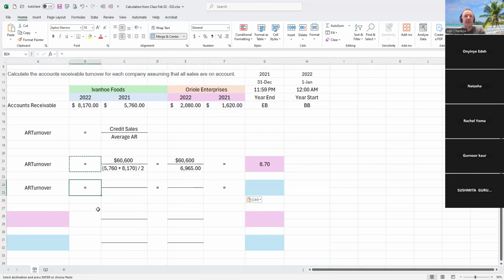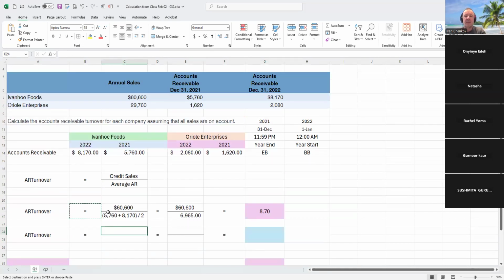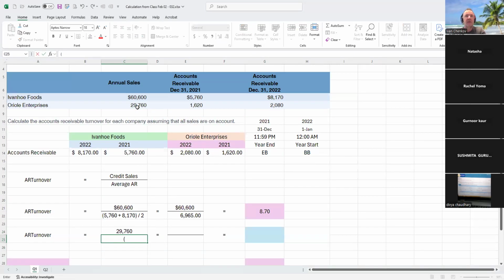Next company, what are they going to have? Their sales are 29,760. Denominator, we're going to have 1,620 plus 2,080 divided by 2. Once we get those numbers, we're going to have this one here, and that will be equal to this one plus that one in brackets divided by 2. Let's put the bracket in the beginning, and we're done.